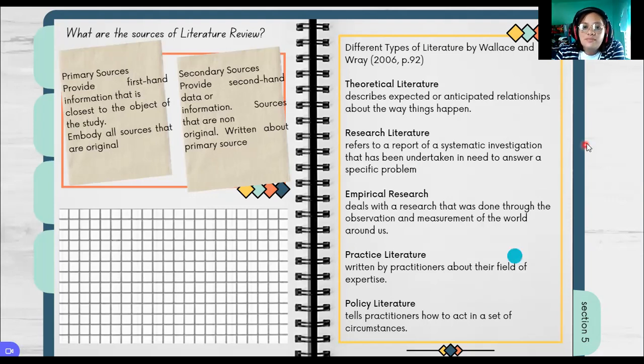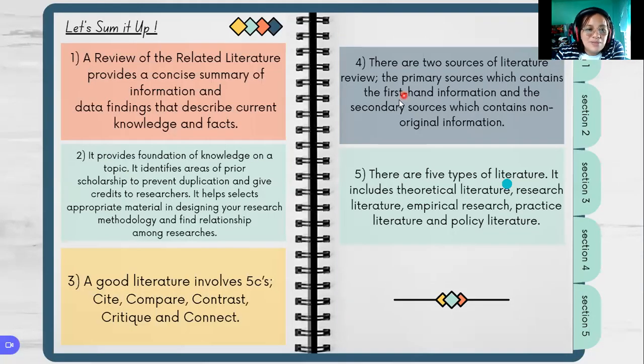So those are the different types of literature. Now let's sum that up. So that's for the first one, lesson 1. First one that we have to remember is that a review of related literature provides a concise summary of information and data findings that describes current knowledge and facts. Again, current knowledge and facts. So these are very timely. Specifically, in a research, when you try to gather related or review of related literature, at least 5 years from today. Okay, so that is why it's current knowledge and facts.